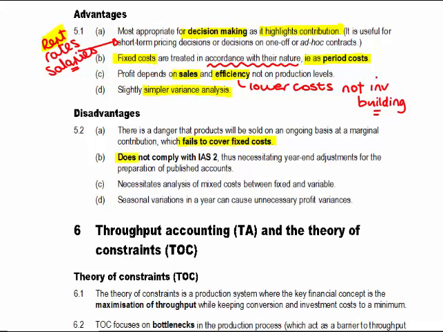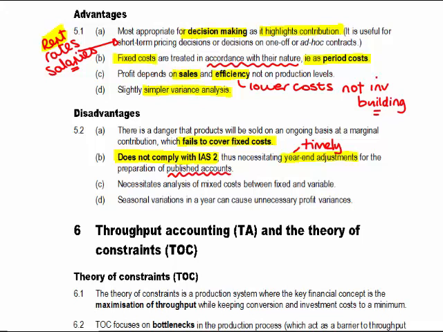We're also going to not comply with international accounting standards if we use marginal costing systems, and that means that we're going to have to do some year-end adjustments that are going to be quite timely to do and really quite unnecessary if we just used absorption costing in the first place in order to prepare our financial statements.